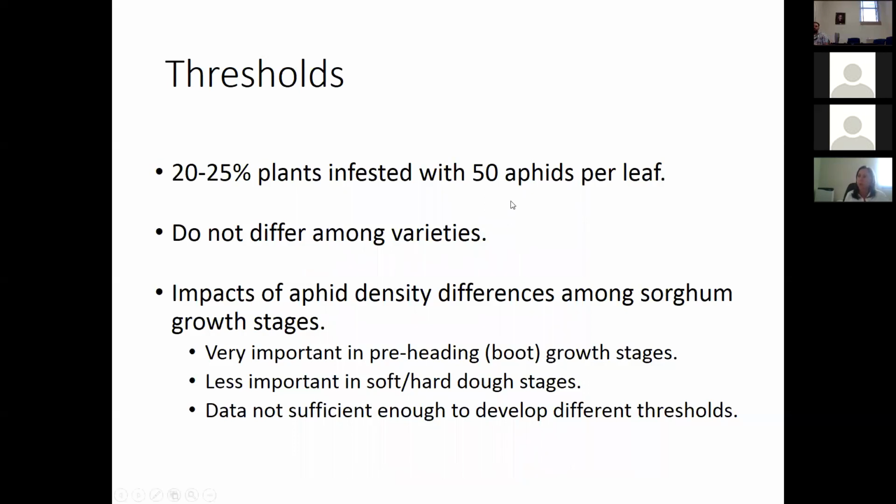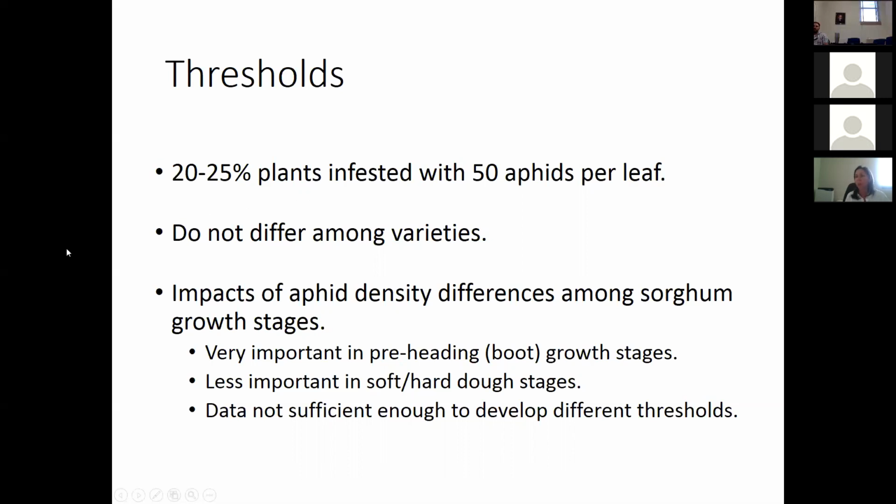This threshold uses 50 aphids per leaf because, if you'll remember, I said earlier that populations can double under optimal environmental conditions in somewhere between 2 to 3 days, but definitely less than a week, even in summer months. And so this gives you enough time to get out into your field and make an application before they reach economically damaging levels.